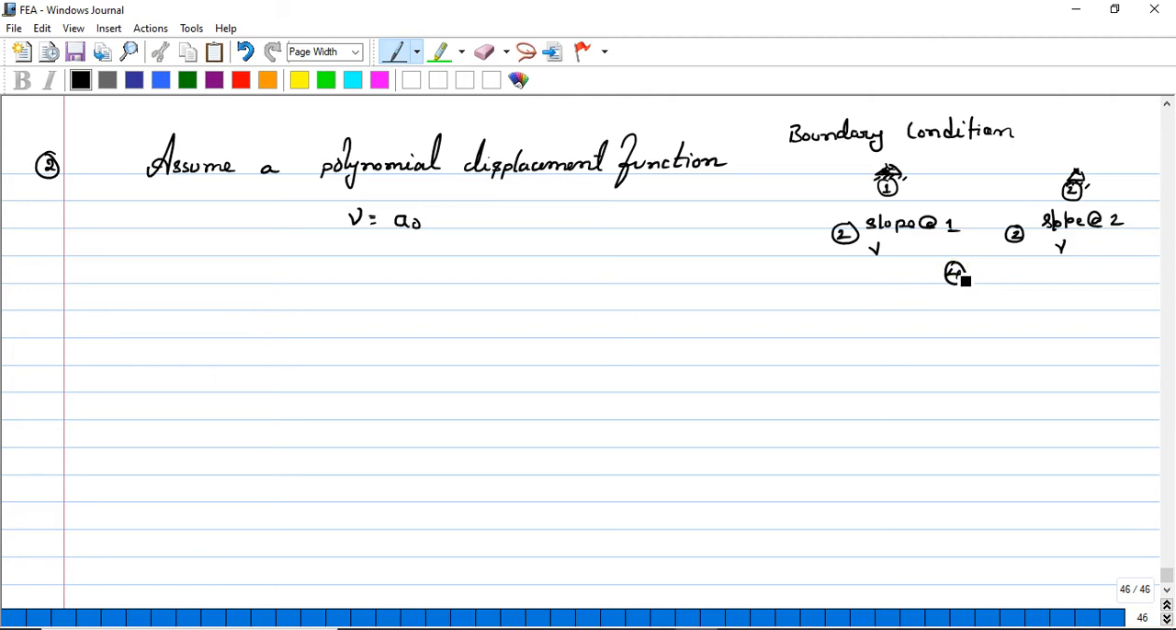So based on this we need to consider the generalized coordinates, that is represented by a1, a2, a3 till 4 terms. Okay, so what is that? V is equal to a naught, a constant, plus a1x plus a2x square plus a3 x cube plus a4 x raised to 4. So this will be my displacement function. Sorry, this I will take as 2 and the previous one as 1.